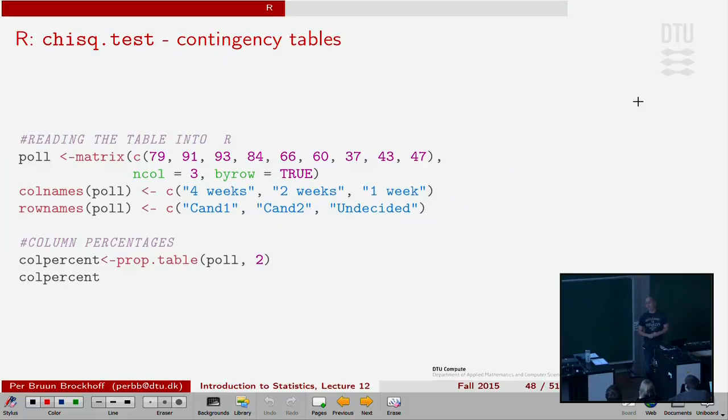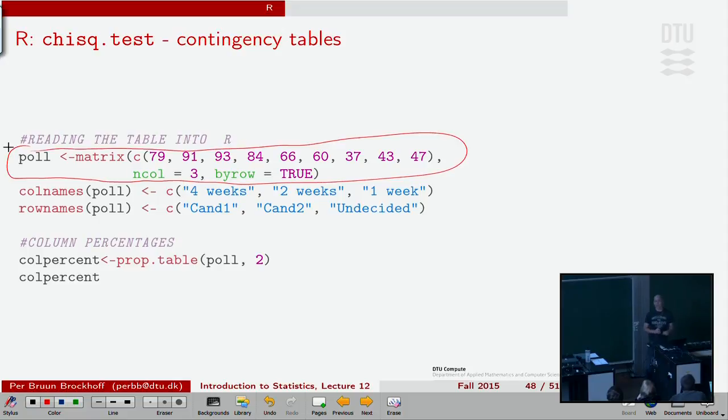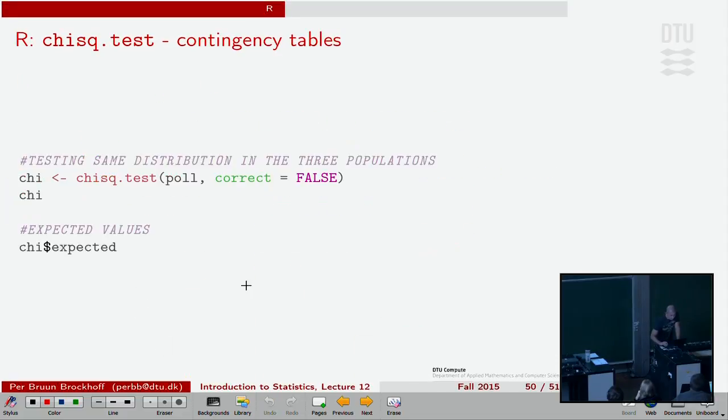Now it becomes very easy to go to multi-category tables, R by C contingency tables. You just need, for instance, the poll data. You put it into a 3x3 matrix of data. You may or may not name them. If you're in a hurry, don't worry about names. Just put them into a 3x3 matrix, and then you may look at percentages, you may look at plots, but you could go directly to the chi-square test on the 3x3 matrix, and let's see the result.